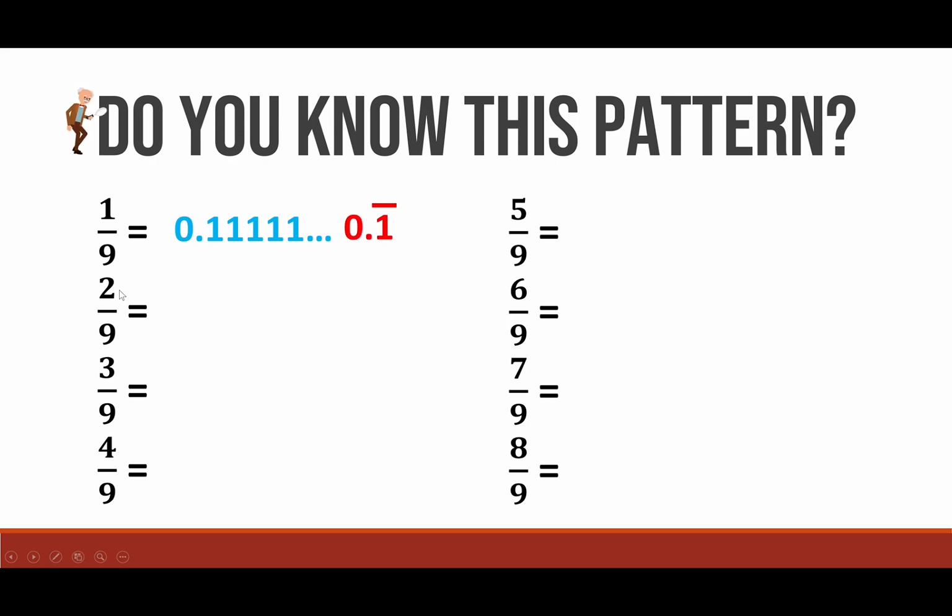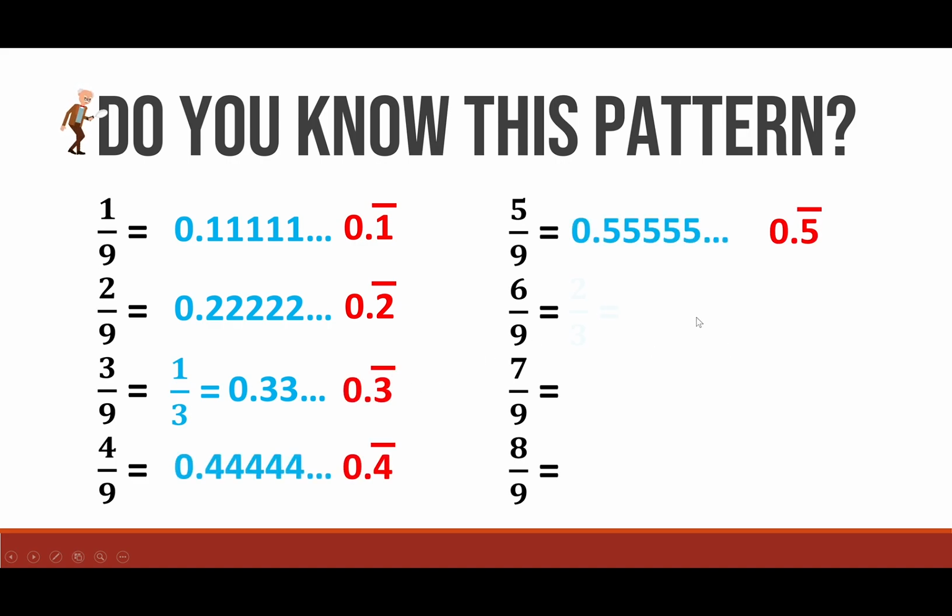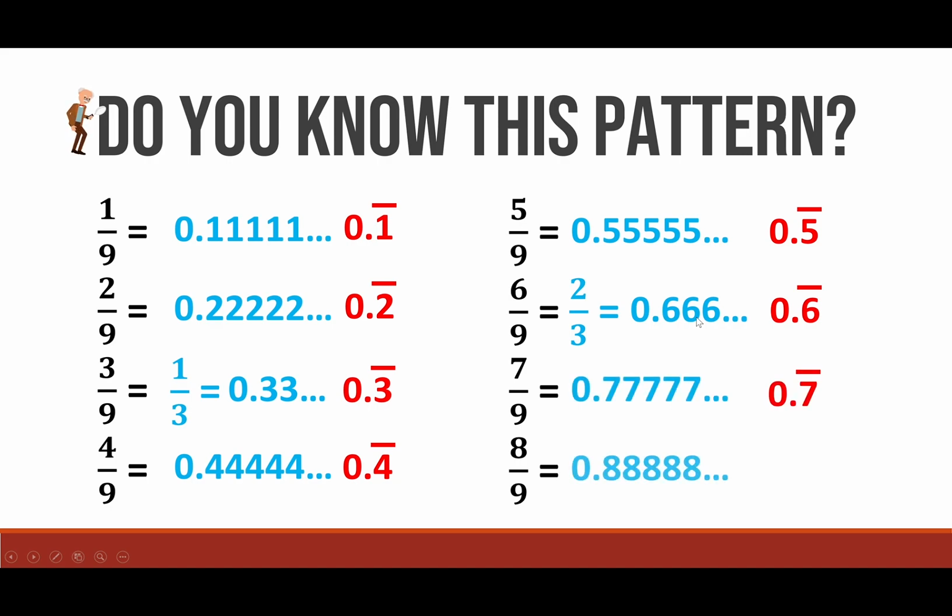Same thing for 2 divided by 9. That's going to be 0.2222, which is 0.2 with a vinculum on top. 3 over 9, we know that we can simplify that to 1/3, which is going to give you 0.333. So that's 0.3 with a vinculum. You can continue on the pattern here, and you see that it's the same thing. Basically, what happens when you divide by 9 is it's going to repeat the number on the numerator over and over again. So you guys can put a vinculum on top. So today we are going to expand on this idea.